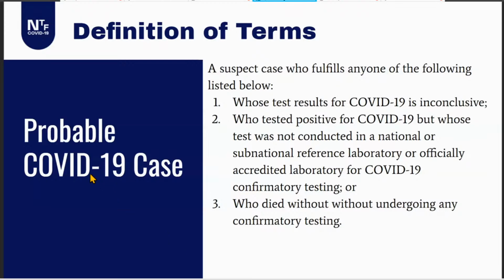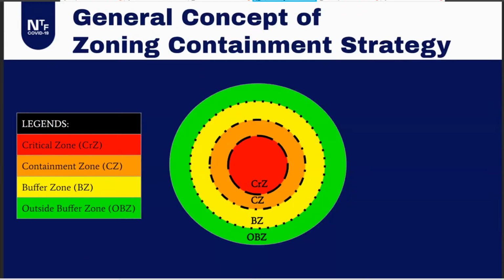by the DOH, or yung mga probable na COVID-19 case are those who fulfill any, halimbawa namatay either sa bahay or sa hospital without undergoing any confirmatory testing. So sila yung mga probable case. Okay, so that ends our definition of terms.